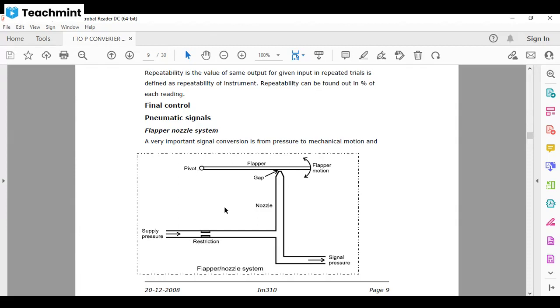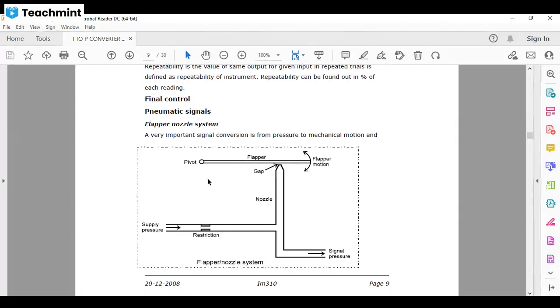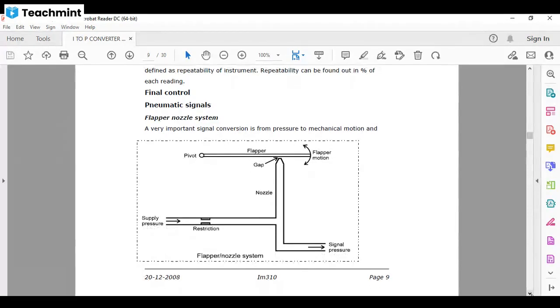And in this diagram, this is the pivot and this is the flapper, which moves freely up and down. This is the flapper motion, and this is the gap between the nozzle and the flapper. This is our supply pressure, which is restricted, and this is our output signal pressure, which is converted from current to pressure.